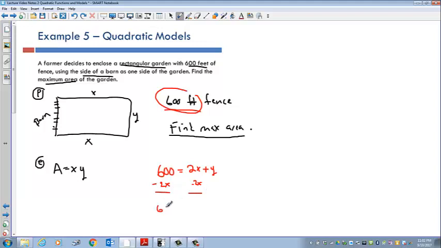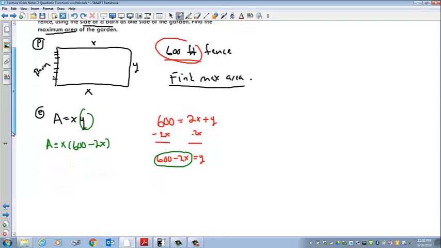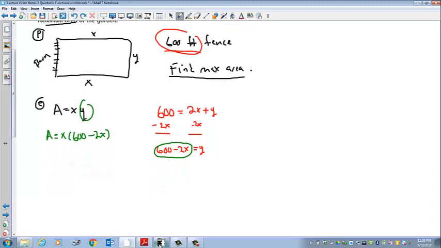And so what do we have? We have 600 minus 2x is equal to y. And then the idea is we can take this y and replace it with what it's equal to, 600 minus 2x. So A will be equal to x times 600 minus 2x. And now this is a formula that we can graph. And it's a quadratic formula because when you multiply through by the x, you get 600x minus 2x squared. So it's clearly quadratic. But all we need to do is take out our calculator here to solve the problem.